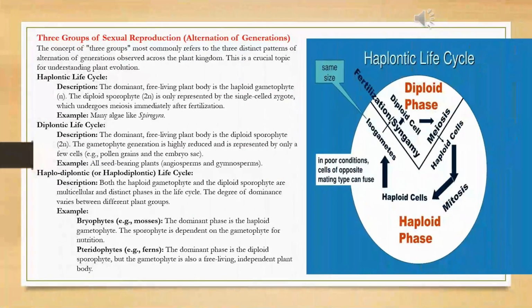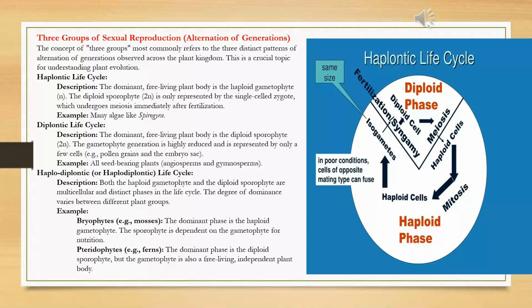Three groups of sexual reproduction: alternation of generations. This concept of three groups most commonly refers to the three distinct patterns of alternation of generations observed across the plant kingdom. This is a crucial topic for understanding plant evolution. The first one we will see is the haplontic life cycle. It describes the dominant or free living plant body as a haploid gametophyte.